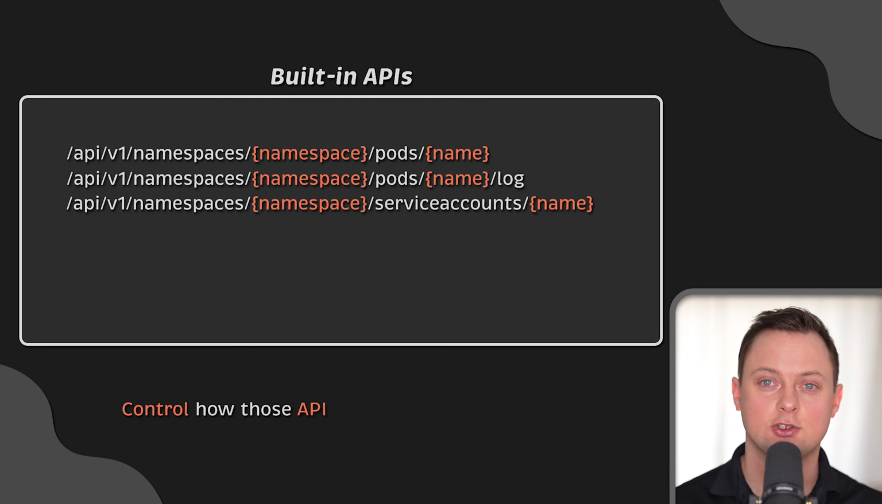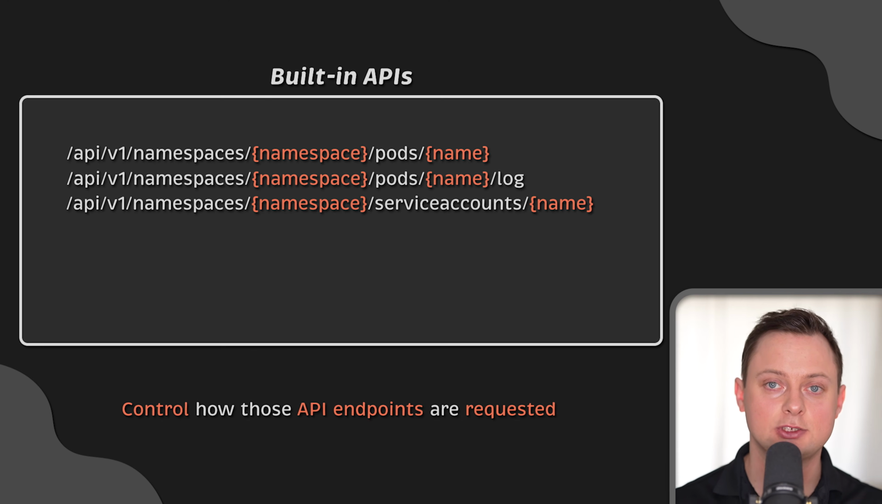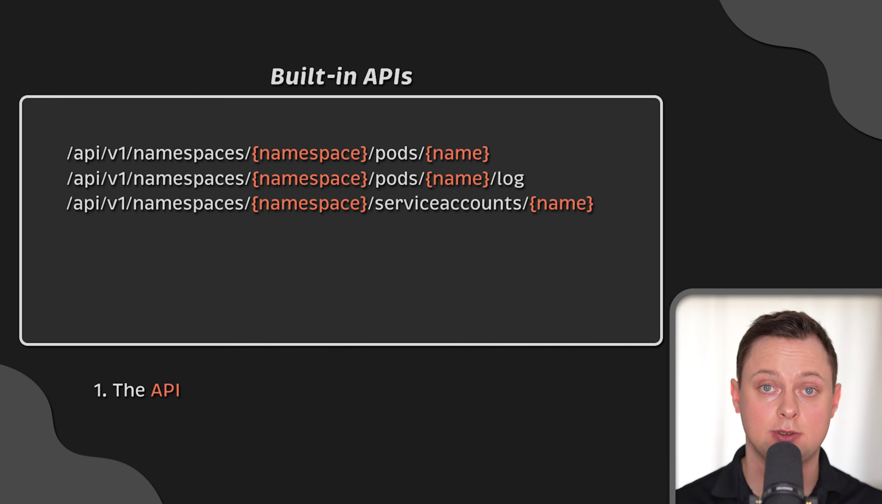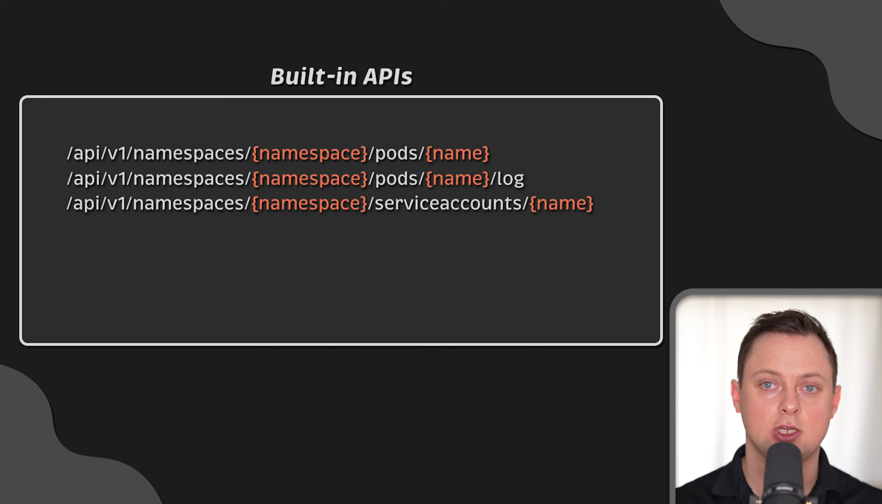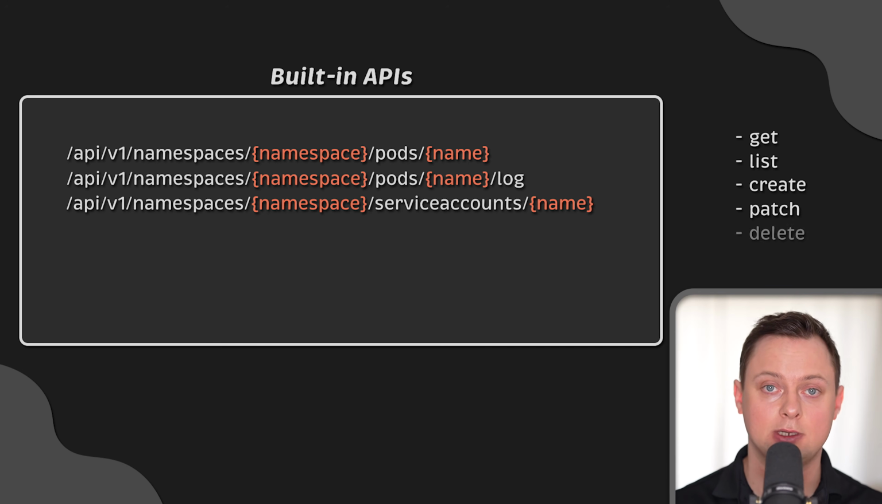Now, the best way to limit access to these resources is to control how those API endpoints are requested. For that, you would need two things. First, the API endpoint of the resource itself, then the type of permission granted to access the resource. For example, read-only, read-write, etc. So for the permissions, you will use a verb such as get, list, create, patch, delete, etc.